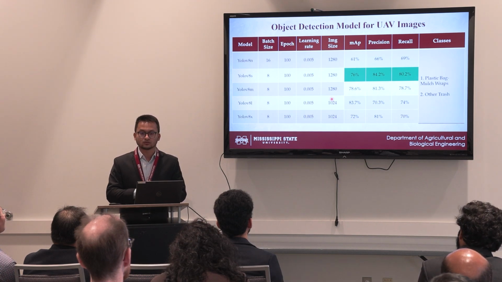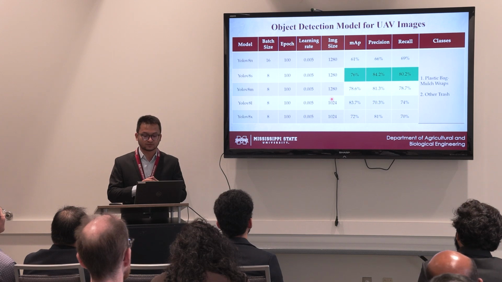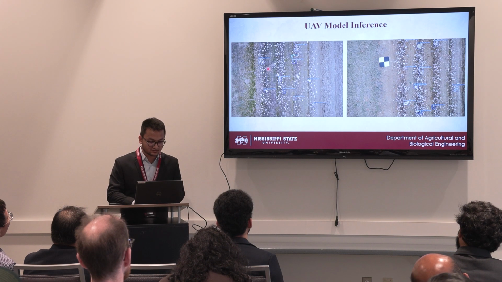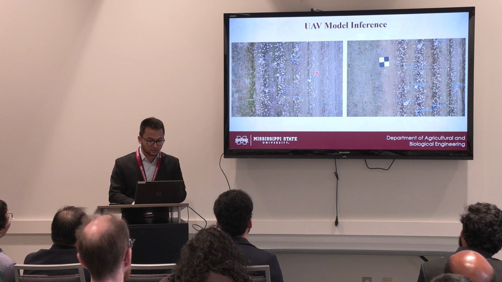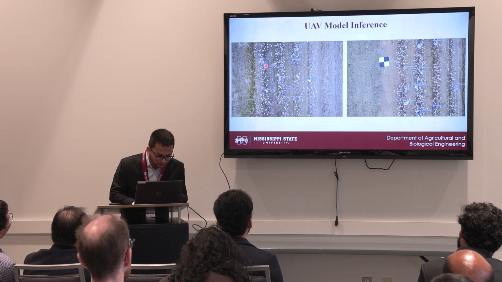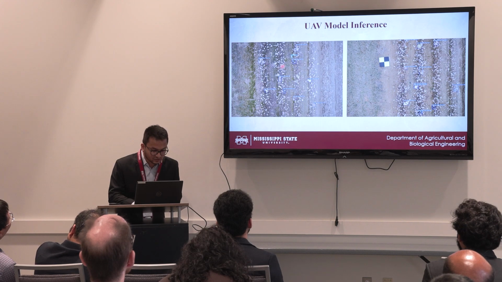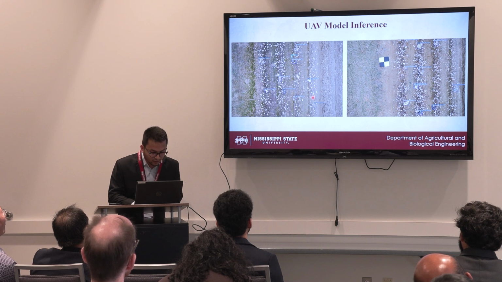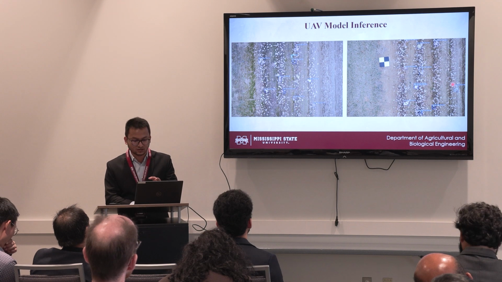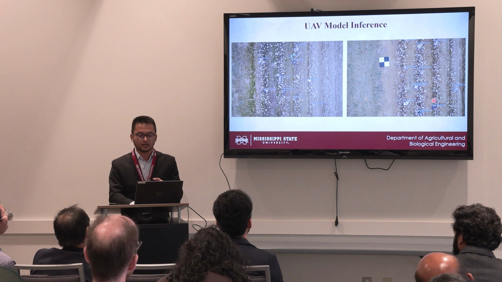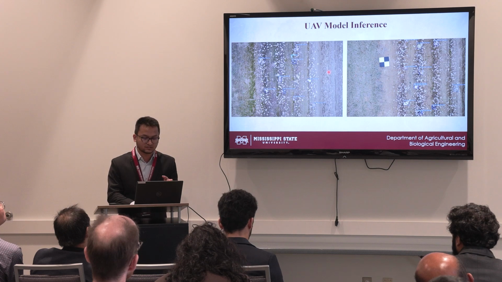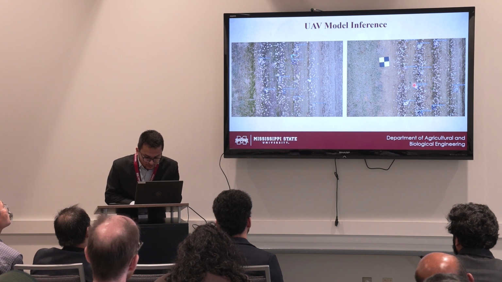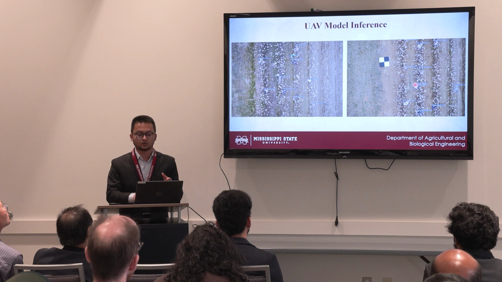We also have two classes here, the plastic bag mulch wraps, and also the other trash. And here you can see some of the plastic contaminants detected. I can't zoom here, but the blue rectangles tell that there are some plastic bags available there. And in the left picture also, we are working on this, and it almost detects all the plastic contaminants in the picture correctly. But here you can see that there may be some defect, so we are working on this.